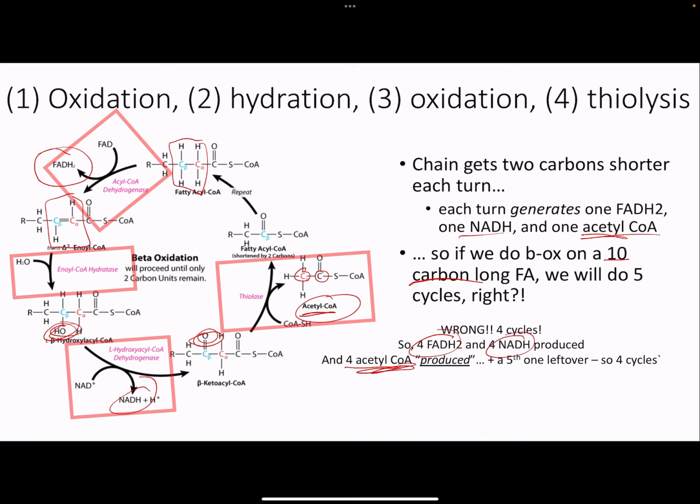You produce 4 acetyl-CoA here, but remember, you have at the end just a fatty acid left over. You're ending with the 2 carbon. You don't need to do that 5th cycle. You just got an acetyl-CoA automatically without doing the 5th cycle. So just think, if you have 10, you're trying to go to 2: 10, 8, 6, 4, 2. That's the first cycle, the second cycle, the third, the fourth. You don't need to do a 5th cycle because, again, your final thing is 2 carbons. That's an acetyl-CoA, you're done.